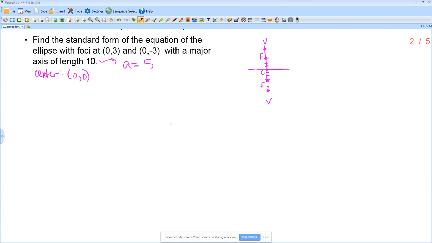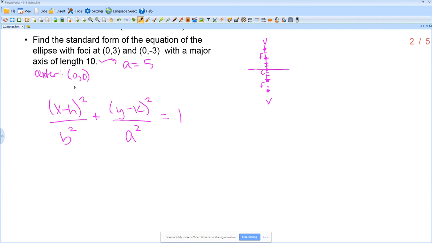So the other thing I'm going to need, or let's try and put in what we do know so far. Let's start with the regular equation: (x minus h) squared over something plus (y minus k) squared over something equals 1. And then what you usually have here is a squared, b squared, and that's where it sort of floats around in between those. Because the major axis is vertical, this is my a squared, this is my b squared.